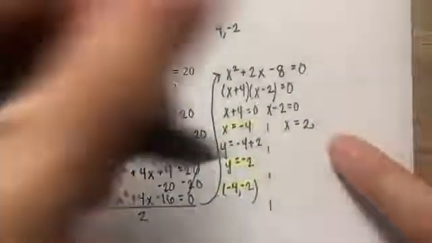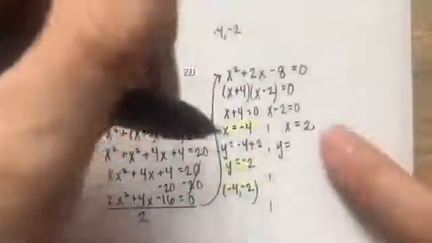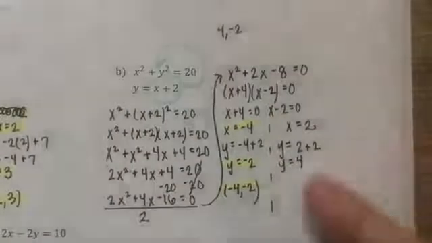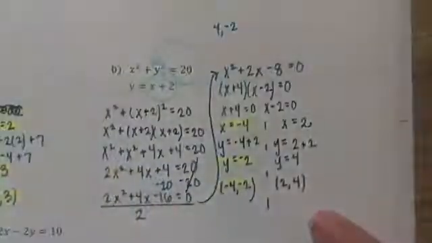And when x equals 2, same thing, substitute into this equation. So y equals x plus 2 will become y equals 2 plus 2, and then y equals 4. So for the point when x equals 2, y is 4. So 2, 4 is our other solution.